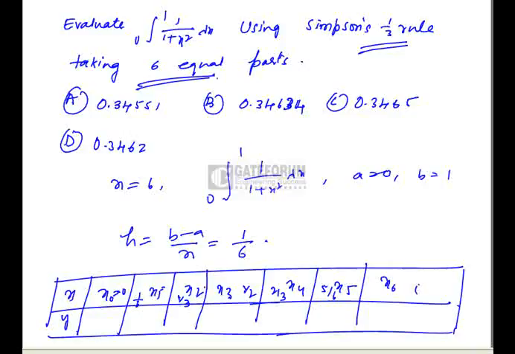Now let us substitute these values in the given function to evaluate y0, y1 and so on. So if I substitute x0 as 0, then y0 will be 1, and y1 will be 0.162. Similarly y2 is 0.3, y3 is 0.4, y4 will be 0.461 and y5 will be 0.491 and y6 will be 0.5.